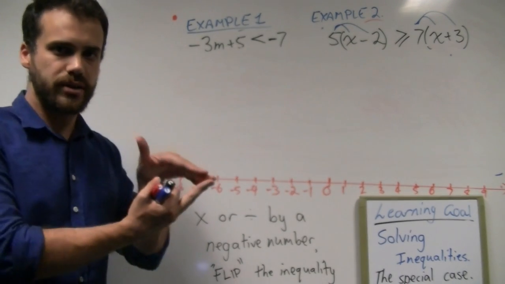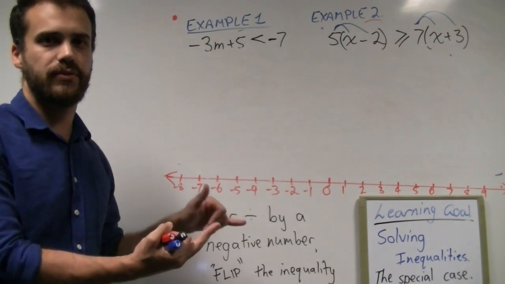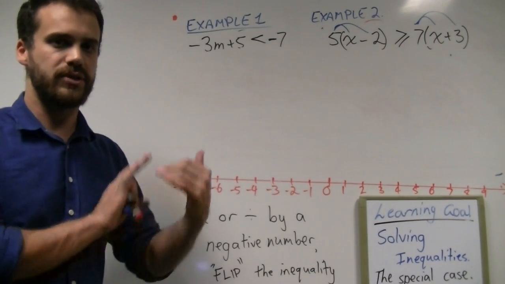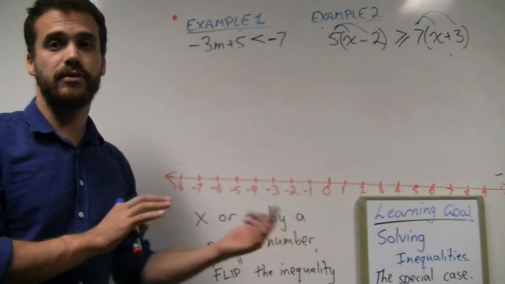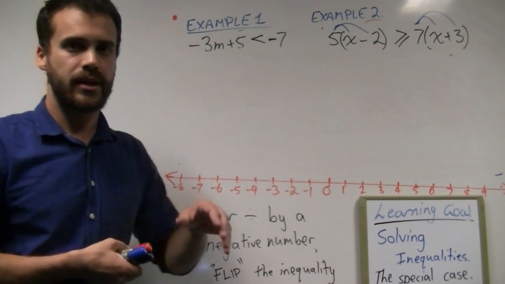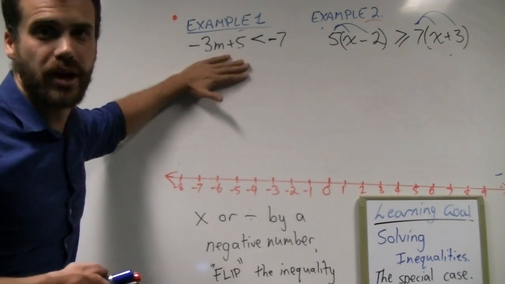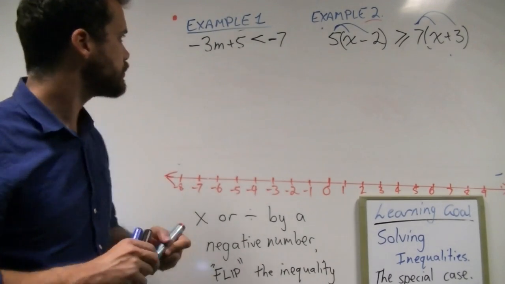So if it's a greater than sign and you divide by a negative number, it's going to be a less than sign. If it's a less than sign and you times by a negative number, you're going to have to flip it again. Okay, so let's just look at what it looks like in practice. It's pretty easy once you see it done.